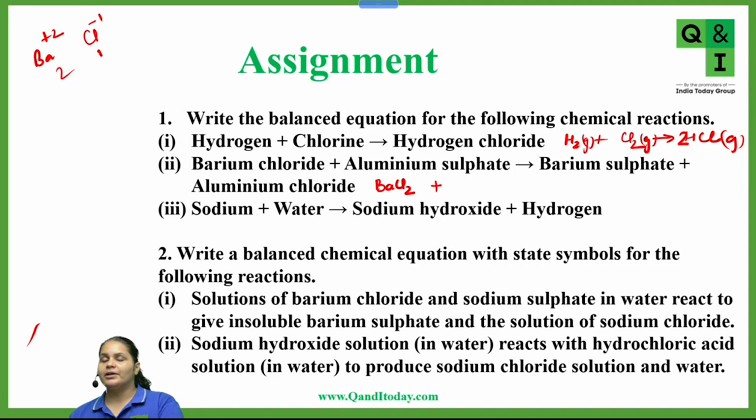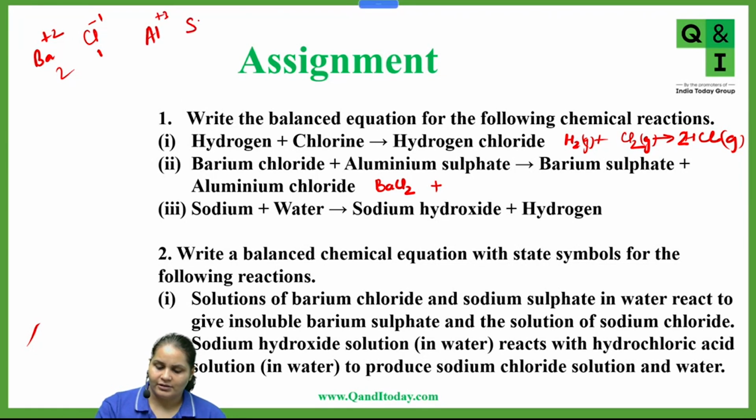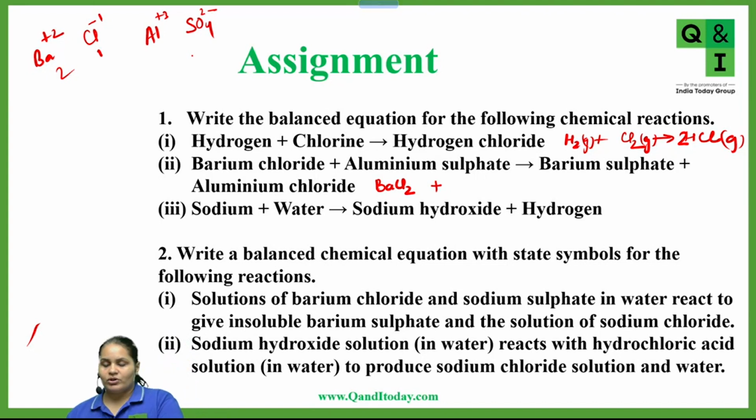What is the valency of aluminium? 3. And sulfate? What should the formula be now? Al2(SO4)3, that is, the sulfate group in brackets with 3. So this is what I was talking about: to solve the questions of this chapter, you should know the formulae. You need to revise the table given in class 9 in Atoms and Molecules.